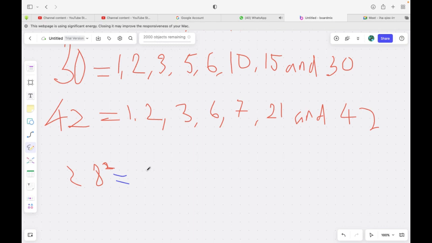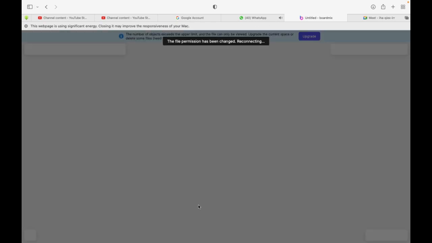Okay, you can break it down. You know 28 is 2 times 14. 28 is 2 multiplied by 14. So if it's 28 squared, you square 2, and you also square 14. If you square 2, you know the answer is 4. If you square 14, you know the answer is 196.